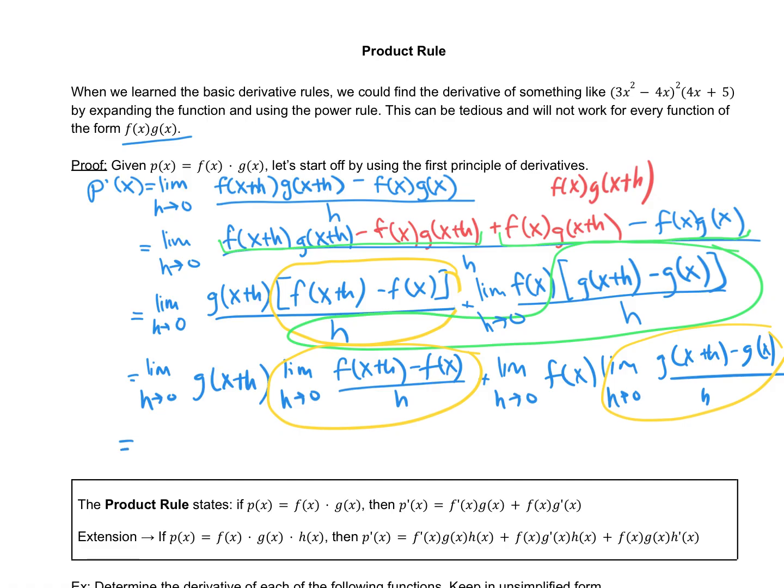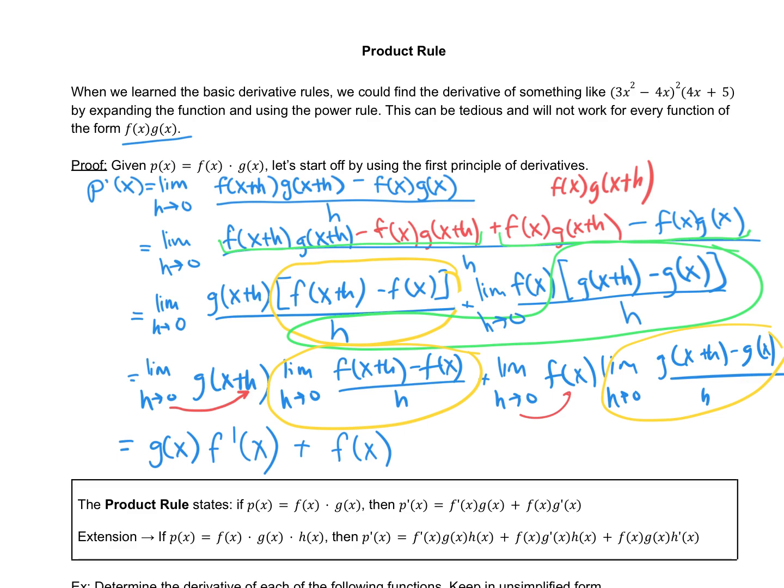So when I evaluate h approaching 0 into g of x plus h, I'm just going to replace h with 0, and I'm left with g of x. The next part is the first principles, so it's the first derivative of f at x, plus there is no h for me to sub in for f at x here, so that'll just stay as f at x.